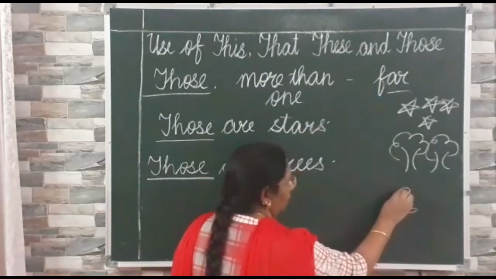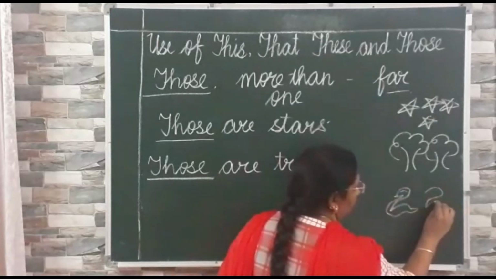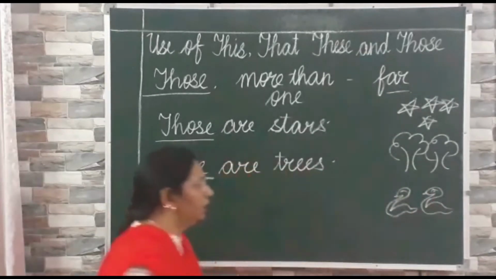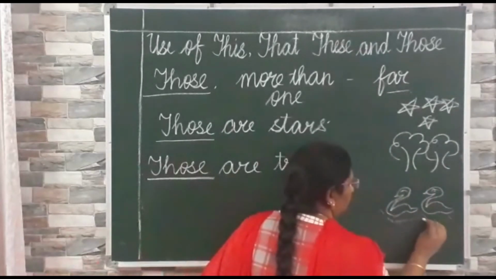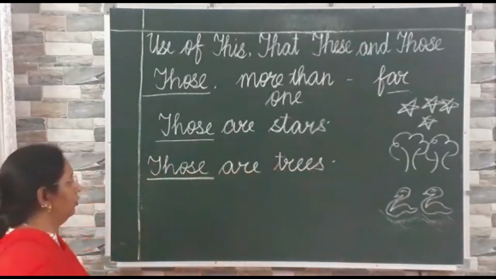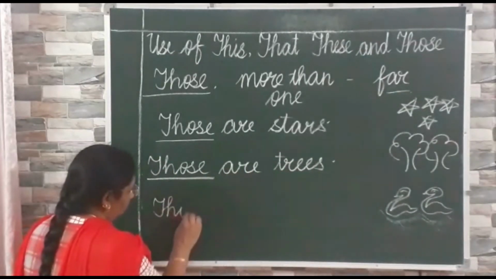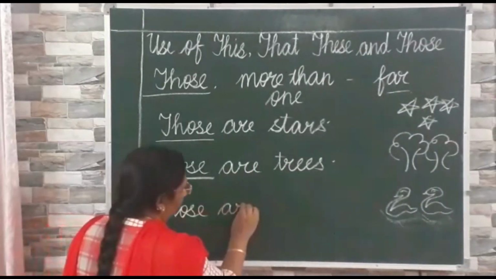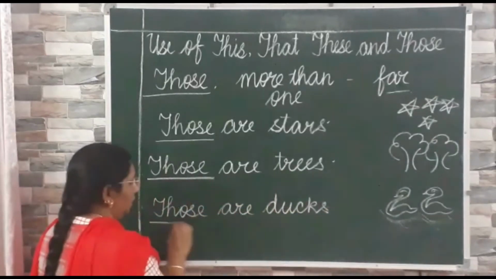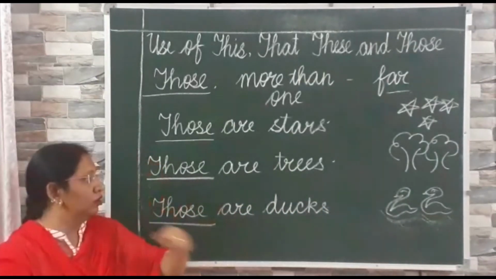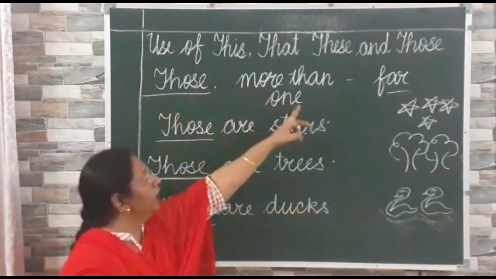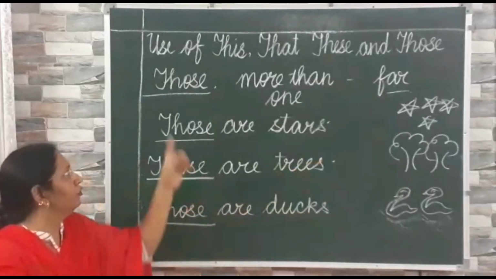Or let's take, what do you see? Ducks. And how many ducks are there? 2. And 2 is more than one. So what do we write? Those are ducks. Why? Because ducks are more than one and far from us. Okay? So, for nouns which are more than one and far from us, we use those.